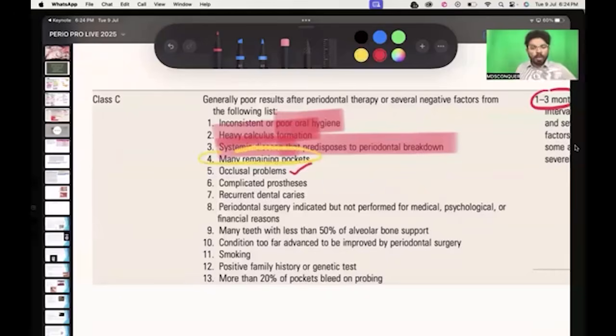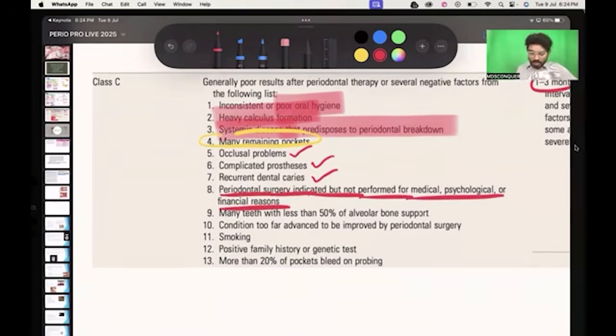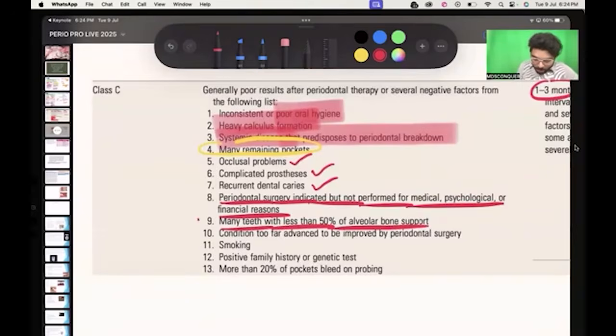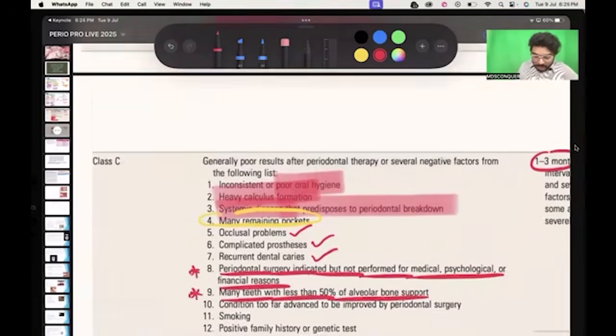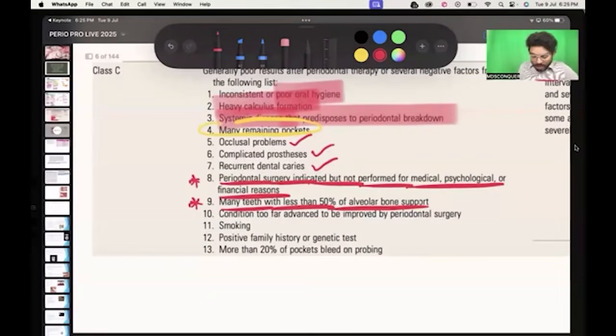Then occlusal problems are the same. Complicated processes are the same. Recurrent dental caries is the same. A very important point is that periodontal surgery is indicated but not performed for medical, psychological, and financial reasons. They may not be financially strong, so they have not gone for periodontal surgery. Many teeth with less than 50% of bone support, a very important point to be noted. Here you have some teeth, and here you have many teeth.